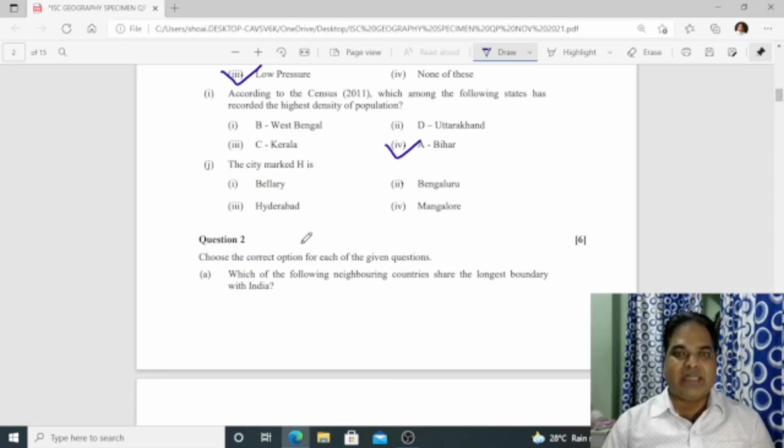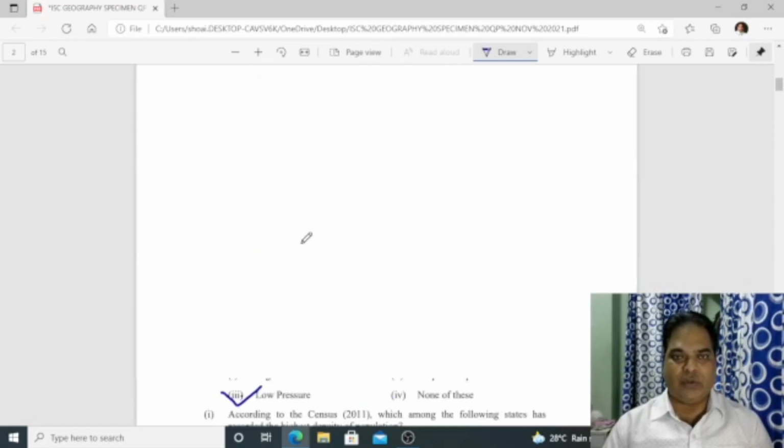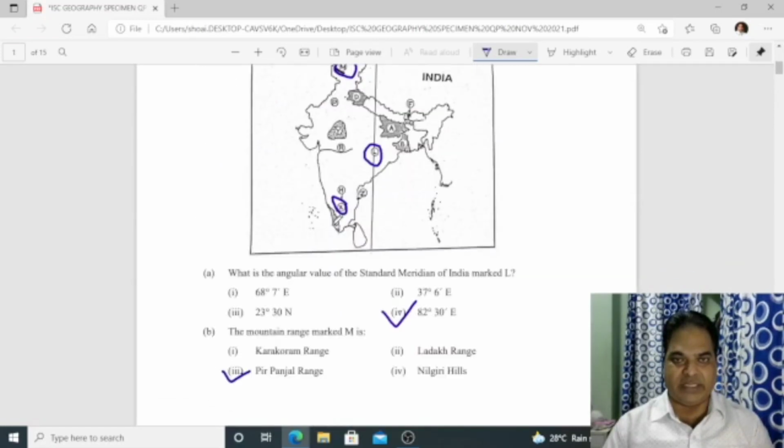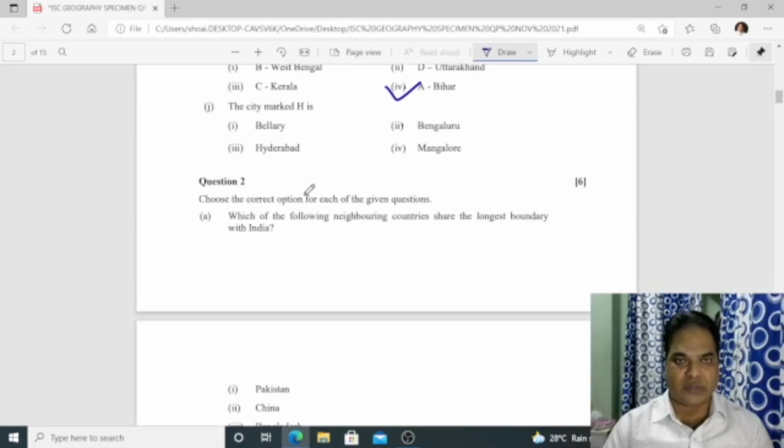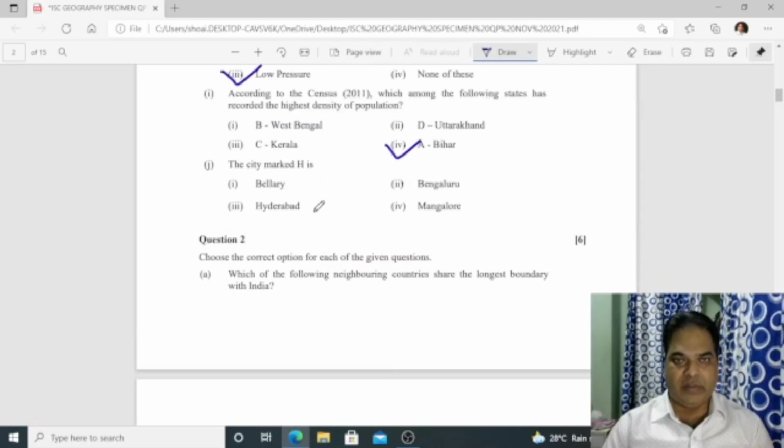The city marked H is. Let us go through the map. Let me go through it. The city marked H, this one. The city marked H is. Let us go to the options. Bellary, Bangalore, Hyderabad. The answer is Bangalore. The city marked H is Bangalore.